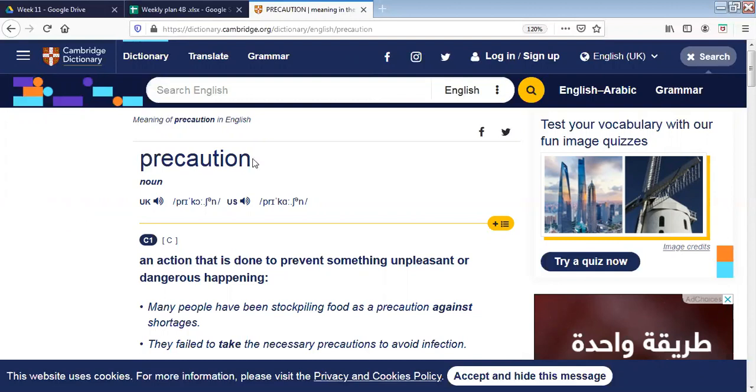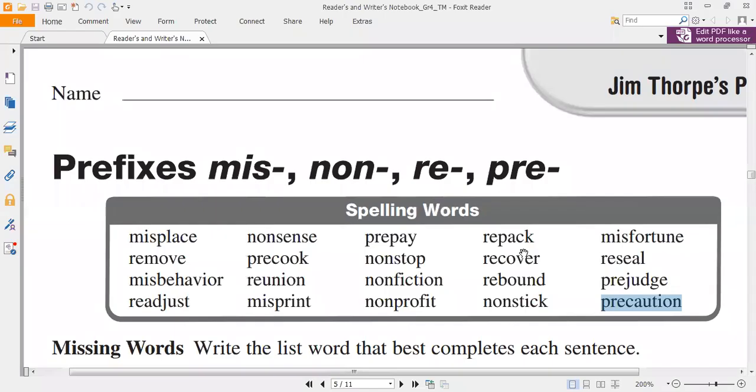Okay, guys, this was the last one. Let's go back again to the words. Yes, this was the last one in the last column. Let's check the last column again for the prefixes. The first one we've got mis, the second one re, the third one pre, and the last one here we have pre. That's right.